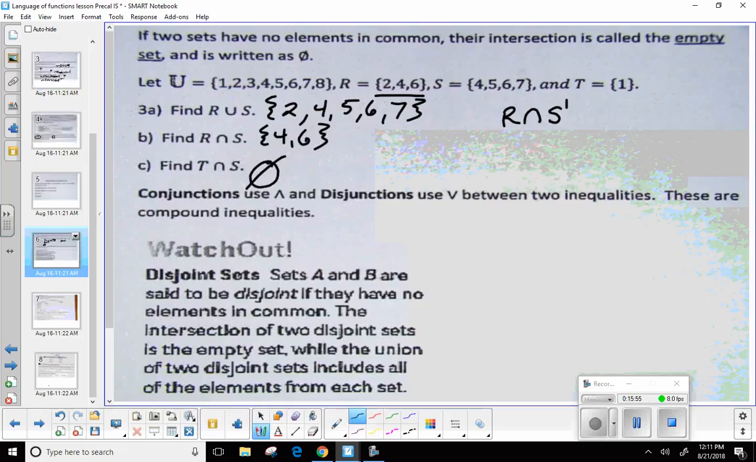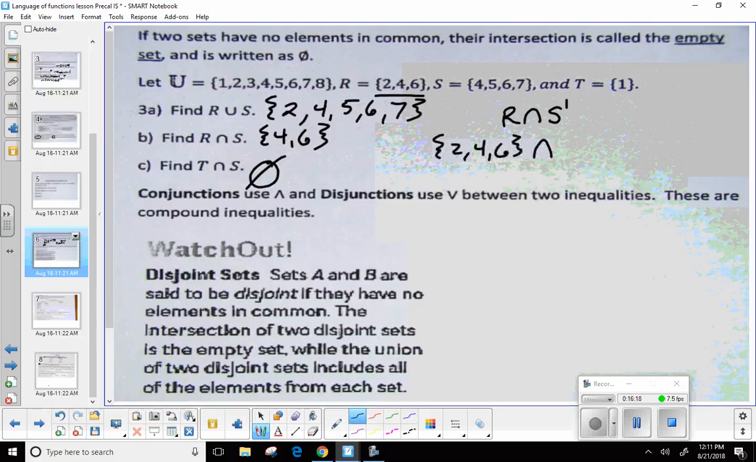Okay, so it might help to go ahead and write these down. Now, R, we want set R itself. We don't want its complement, right? So I'm going to go ahead and write R right here. And if you're able to do this visually, fantastic. If it helps you to write it out, go ahead and do so. So R is 2, 4, 6, right? Okay. Now I want to intersect that with the complement.